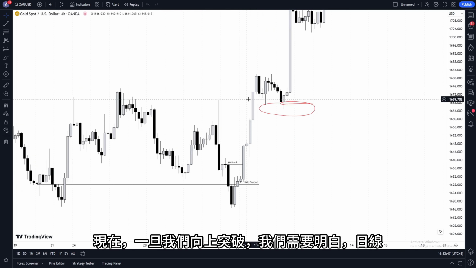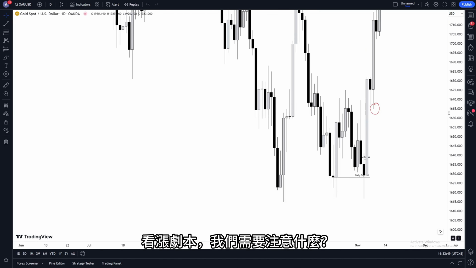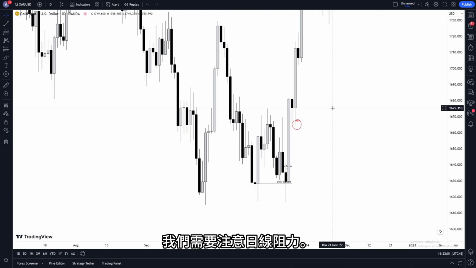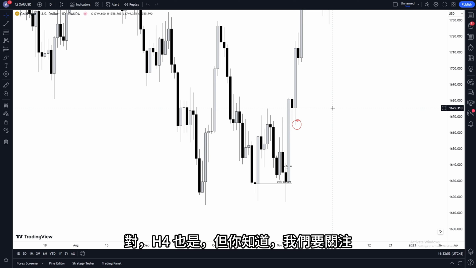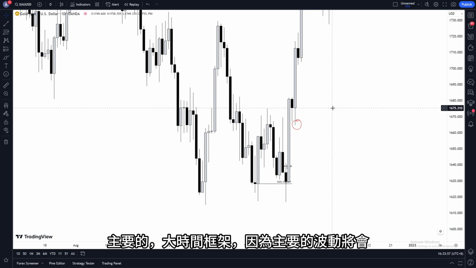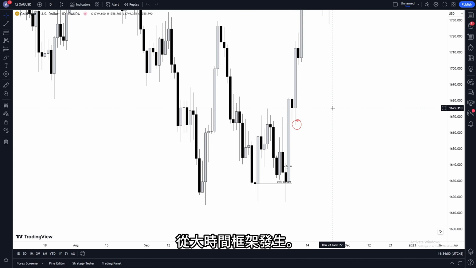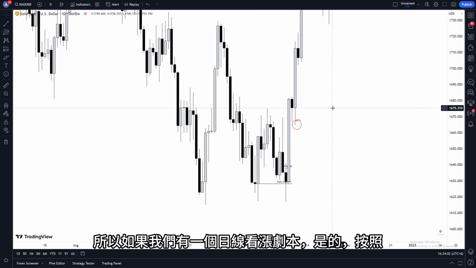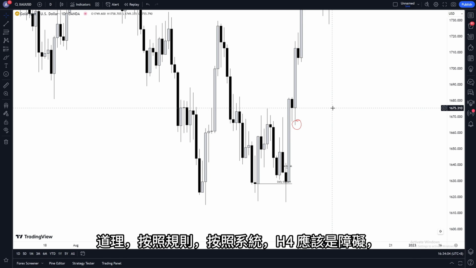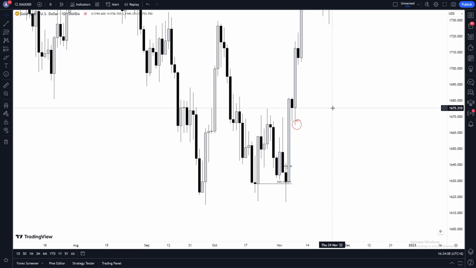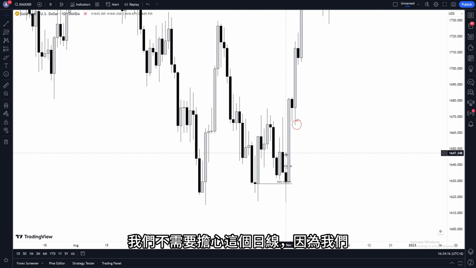Now, once we break above, we need to understand daily bullish storyline. We need to be aware of what? We need to be aware of daily resistances. Yeah, H4s too, but we want to pay attention mostly to the higher time frames, because major swings are going to happen from the higher time frames. So if we have a daily bullish storyline, yes, by right, by rules, by system, H4 should be the obstacle, but it's likely that price is just going to blow through the H4 and instead go to the dailies. So we don't need to worry about this daily because we broke it.